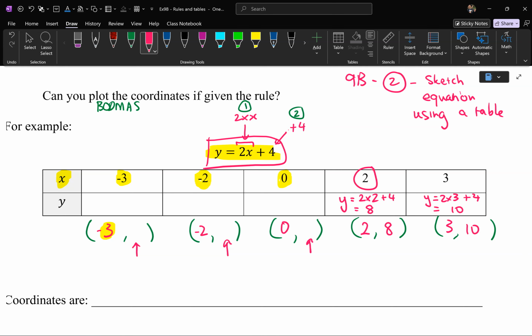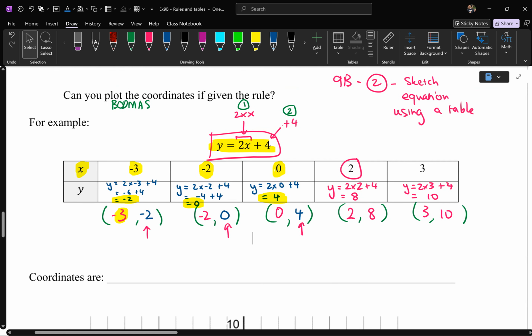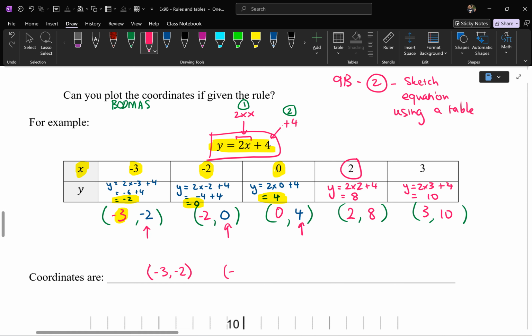And I want you to fill out those 3 boxes. You've got 1 minute. 2, 0, and 4. 3 out of 3. Hands up if you got that right. Well done. Okay, so that's using the rule. Let's list it out. Quiet down. Thank you. All right, so that means the coordinates that you should have are (-3, -2), (-2, 0), (0, 4), (2, 8), and then (3, 10).